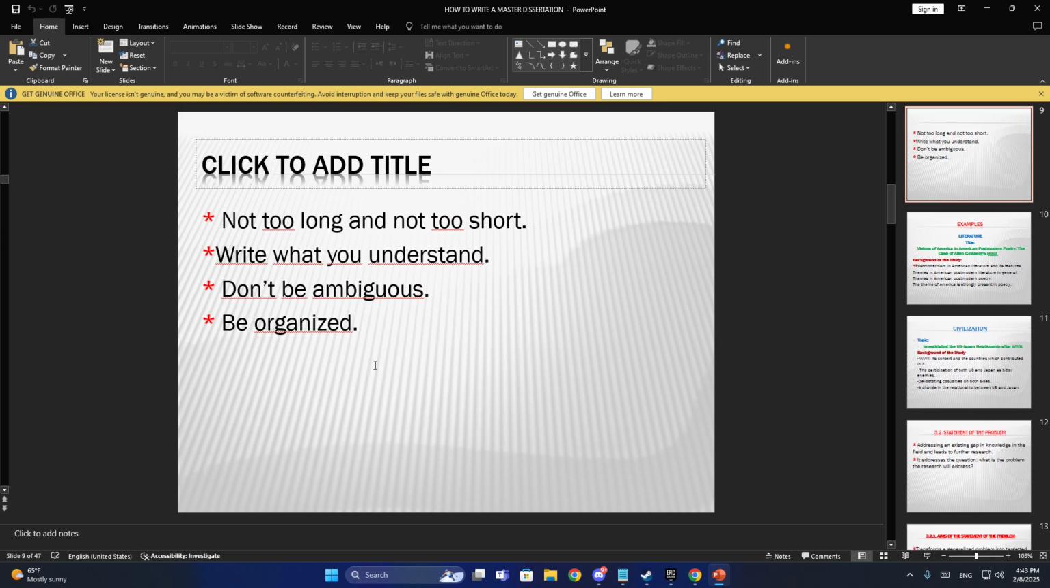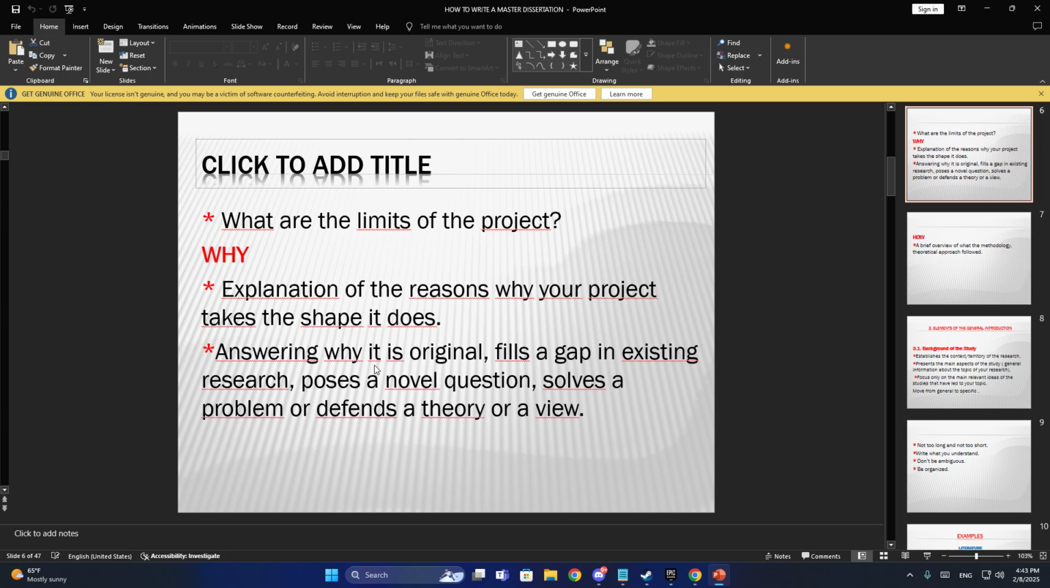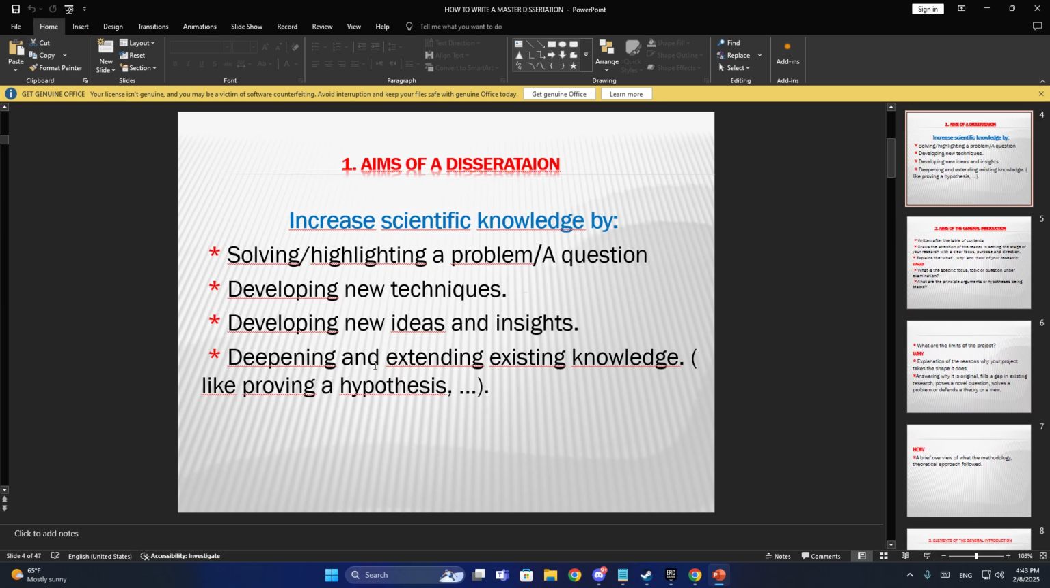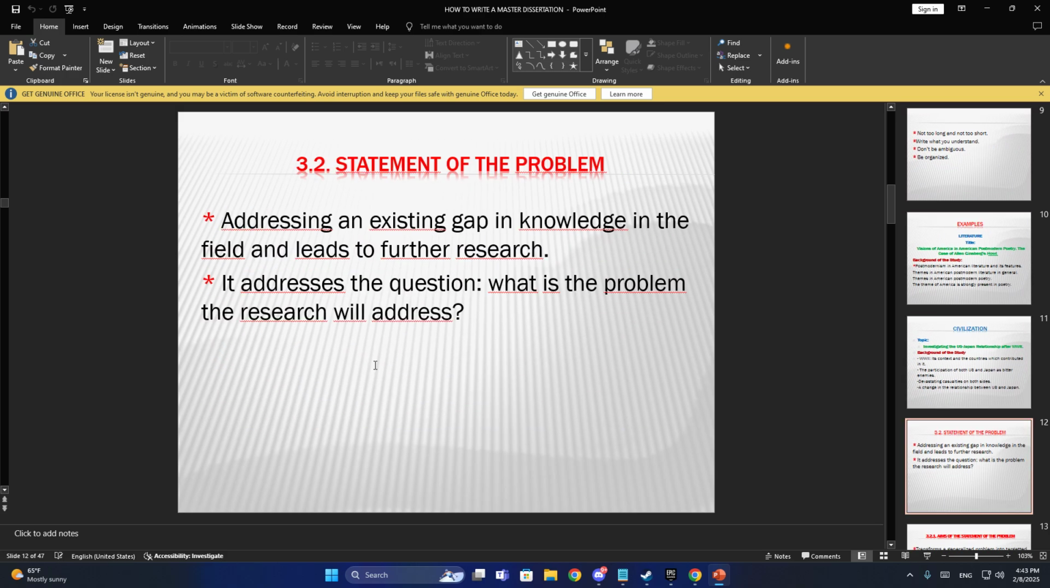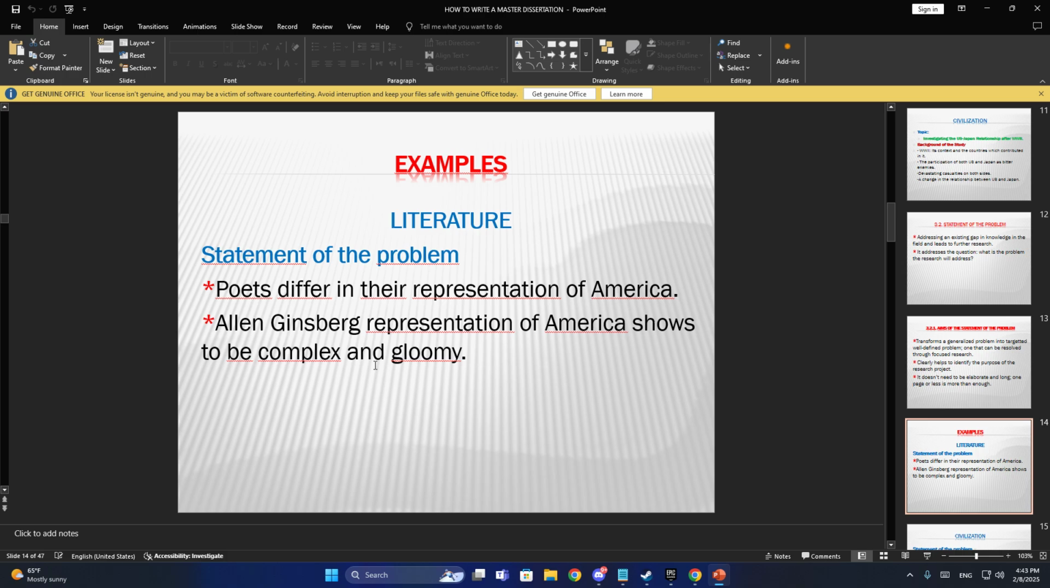Now we go to the aims of the statement of the problem. Let's now see, where is the problem in reference to the topic of literature? I have noticed that the poets in American postmodern literature differ in their representation of America. So they do not portray America in the same way.